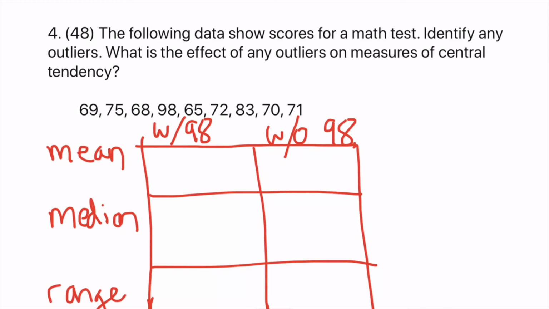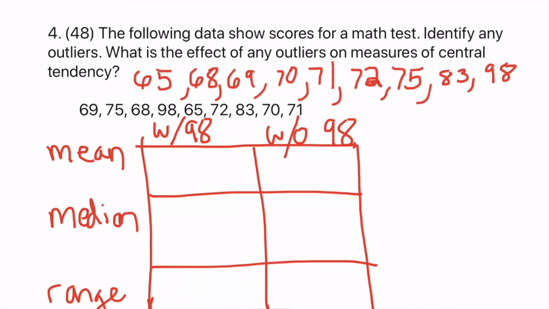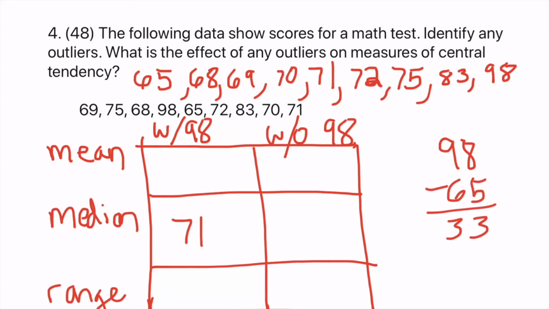So again, putting these in order, I'm going to write this again since I erased it. All right, so that's our data in order from least to greatest. Notice I included 98 because we're going to find everything with our outlier. So the median we already calculated early. We know that was 71. The range is just 98 minus 65, so 98 minus 65, and we get 33.